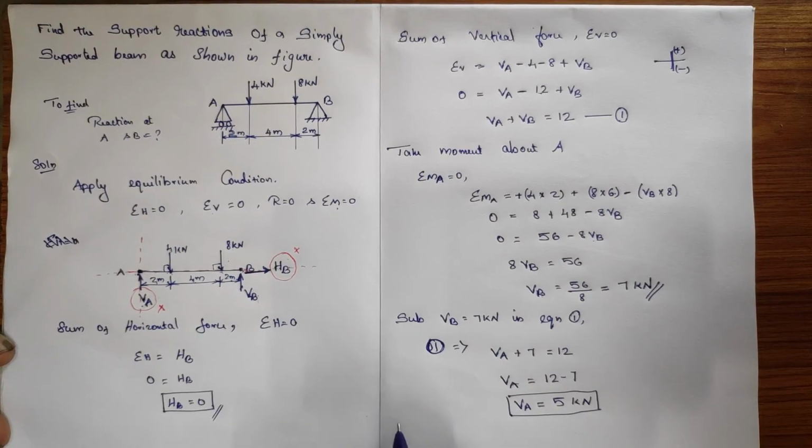Okay, as a result we shall write HP equal to 0, VB equal to 7 kilonewton, and VA equal to 5 kilonewton. These are the answers. At last we need to display the result as well. Okay, so I hope you understood how we need to go with the procedure.